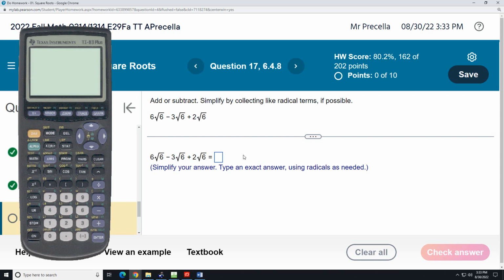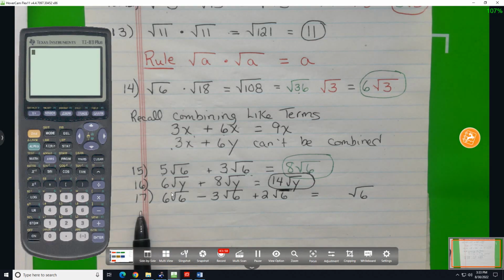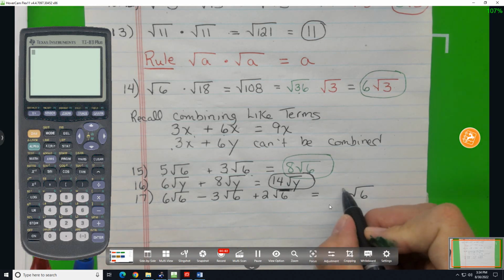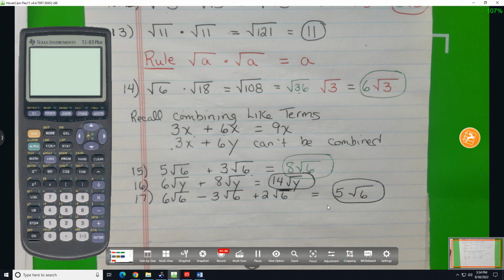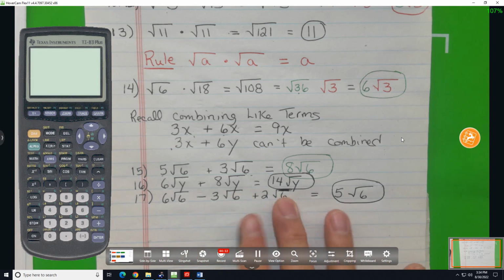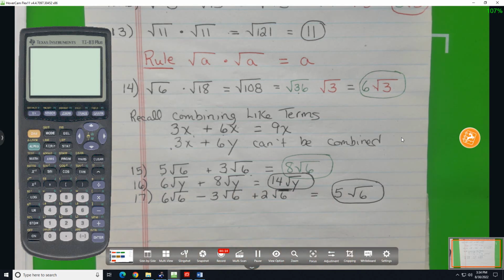Okay, 6 minus 3 is 3, plus 2. I agree with 5. So 5 square root of 6. To add square roots, just keep that square root. You have to have the same square roots, the same thing under the square roots, and then just add the numbers in front.